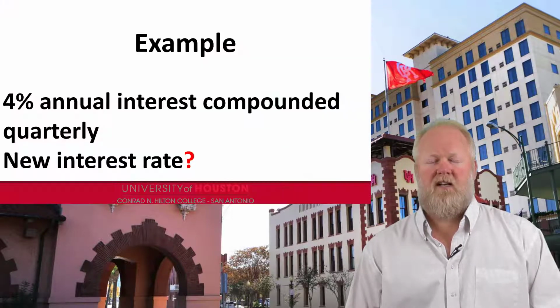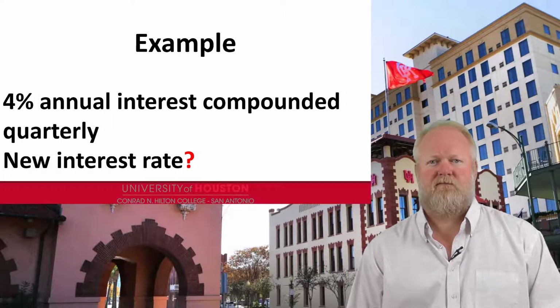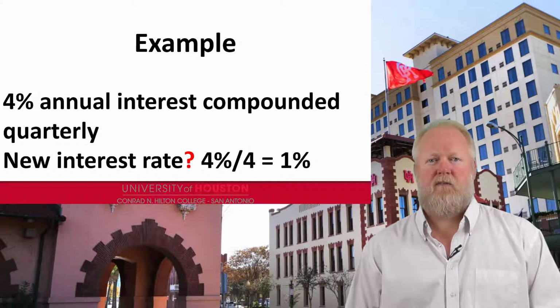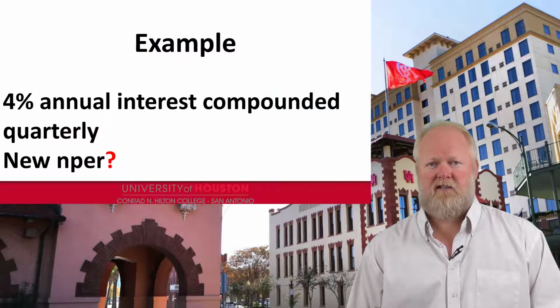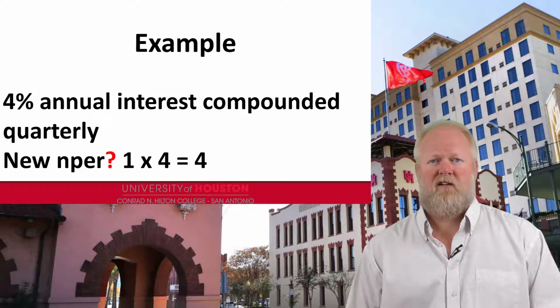Let me do an example. If I had 4% annual interest that was compounded quarterly, what would be my new interest rate? Right, it would be 1%. 4% divided by 4 compounding periods. What would be my new number of periods? That's right, 4. It used to be 1 period, but now it's compounded 4 times a year. 1 times 4 makes 4 periods.